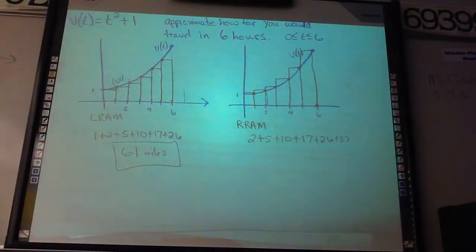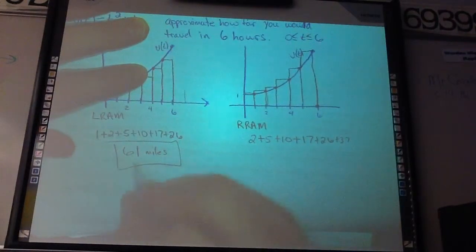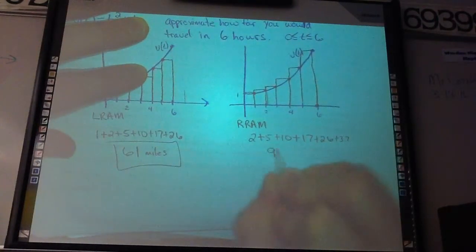Add those all up. What do we get? I don't know, it doesn't matter. 97. Is it 97? Oh, subtract 1 and then add 37. Yeah. Good job.